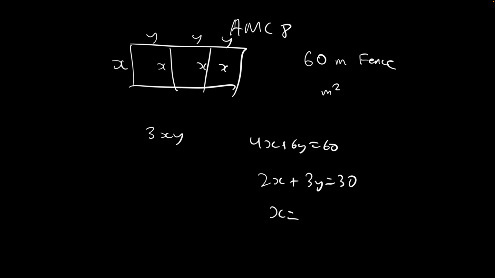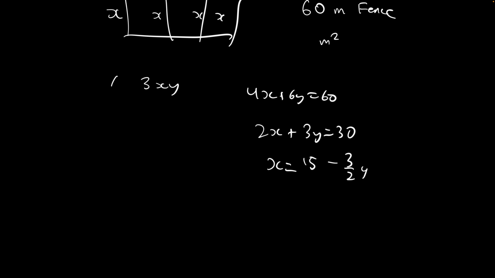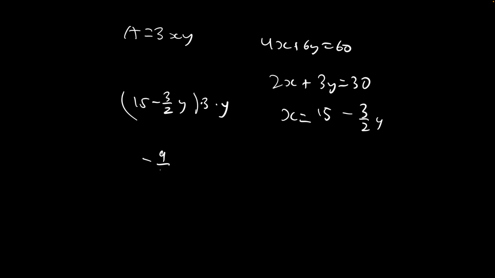We have x is equal to 15 minus 3 halves y. Why? This should be gettable. Now you go to the area and you input x in. So you get (15 minus 3 halves y) times 3 times y, and you simplify to get minus 9 over 2 y squared plus 45y.